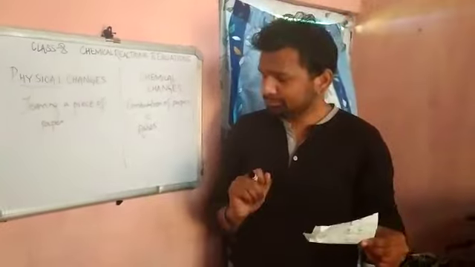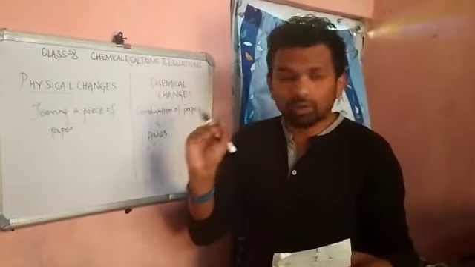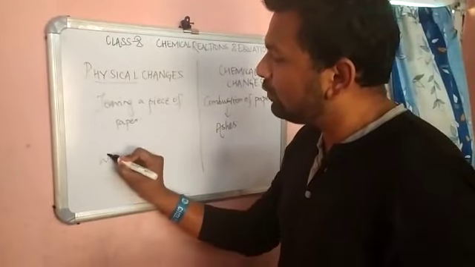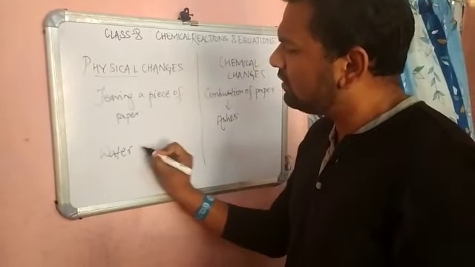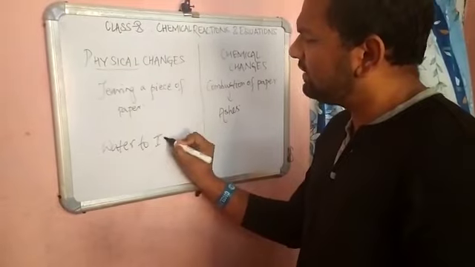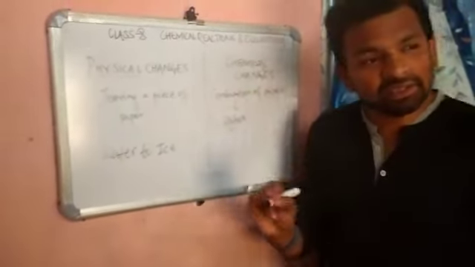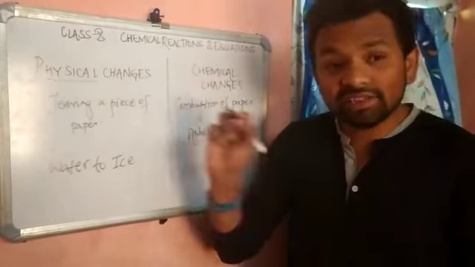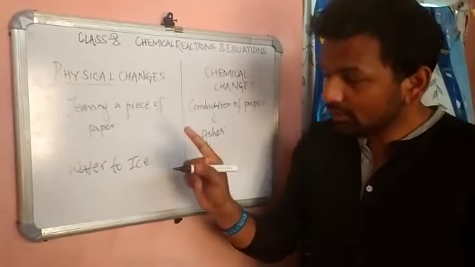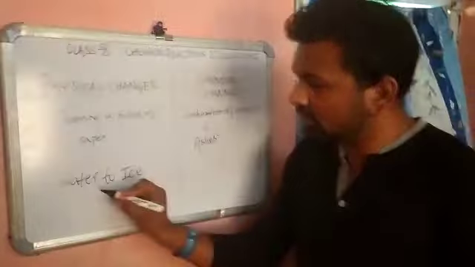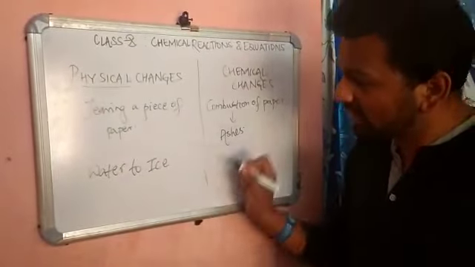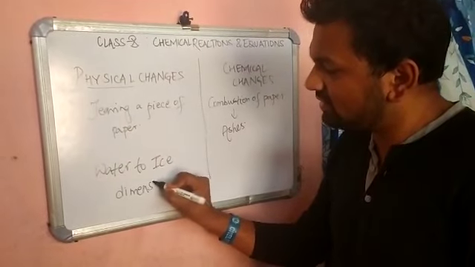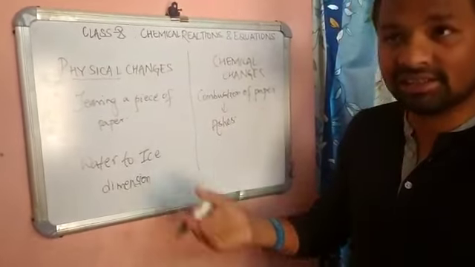Now, let's talk about another example. Say we are trying to convert water into ice. What do you think? Is it a physical change or a chemical change? This is a physical change. Why is it a physical change? Because when water is being changed to ice, only the state is changing, only the dimensions are changing. Dimension means shape, size, etc.